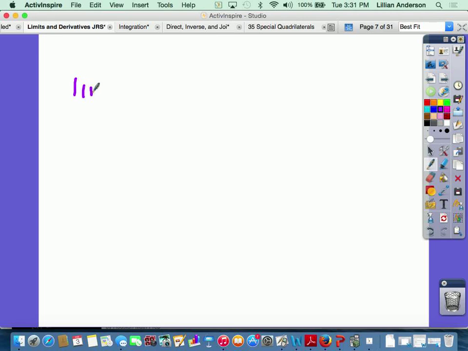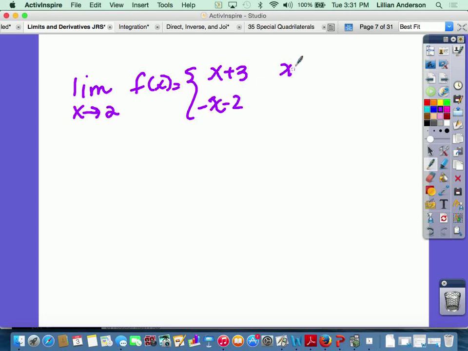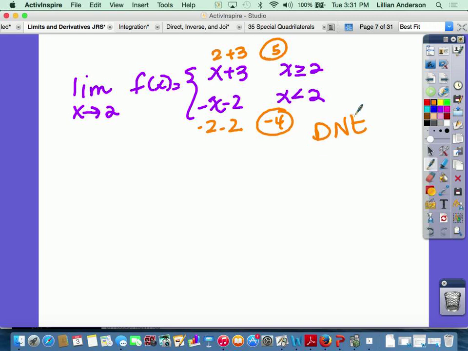And just for the sake of it, okay, I'm going to make up one just real quick. Say you had this piecewise function of x plus 3 and then negative x minus 2. And let's say x is greater than or equal to 2, and x is less than 2. And I wanted to figure this out algebraically. Well, all you have to do is plug in 2 into the first equation, plug in 2 into the second equation. You see how this one equals 5 and this one equals negative 4? They would have to equal the same thing in order for the limit to exist. If they don't, then the limit does not exist.